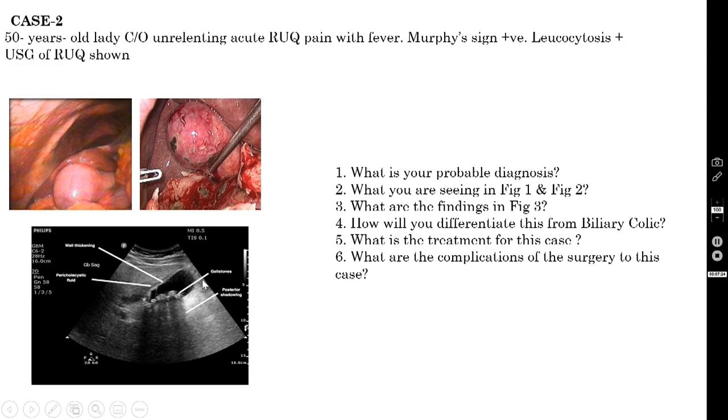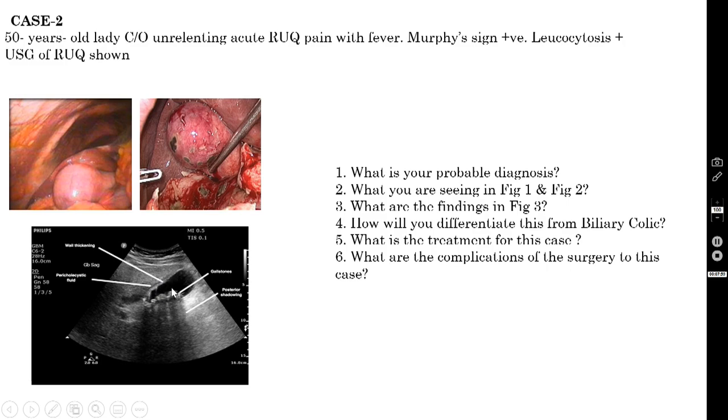What you are seeing in figure 3 is an ultrasound of the right upper quadrant where you are seeing multiple stones. You can see not just one stone, you are seeing so many stones. And all these stones are having posterior acoustic shadow. Not one shadow, you can see many shadows for each one of these stones. Apart from that, there is gallbladder wall thickness of more than 4 millimeters, and you are also seeing pericholecystic fluid collection. See, that black thing around the gallbladder wall is pericholecystic fluid collection.